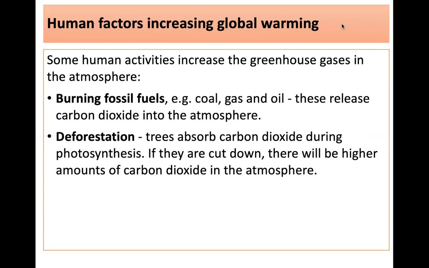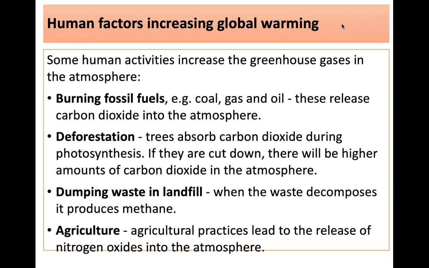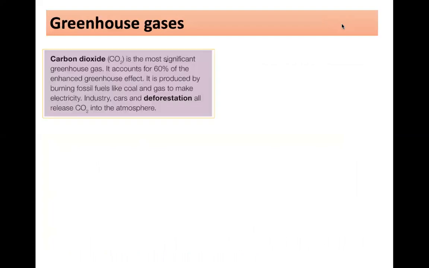Deforestation, obviously trees absorb carbon dioxide during photosynthesis. So if they're cut down, there'll be higher amounts of carbon dioxide in the atmosphere. I'm sure that makes sense. Dumping waste in landfill, when the waste decomposes, it produces methane. And obviously agriculture. Agricultural practices lead to the release of nitrogen oxides in the atmosphere and also methane through animals.